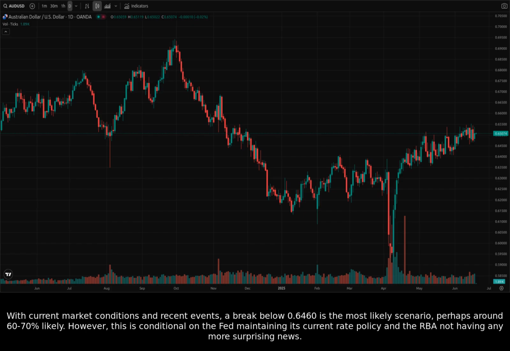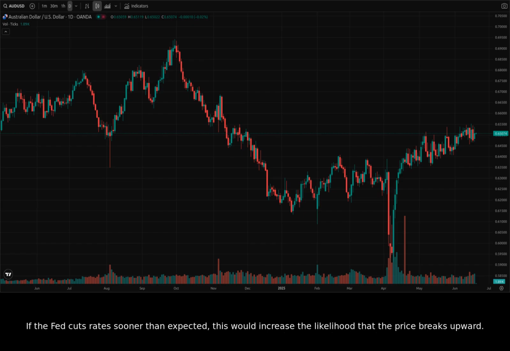However, this is conditional on the Fed maintaining its current rate policy and the RBA not having any more surprising news. If the Fed cuts rates sooner than expected, this would increase the likelihood that the price breaks upward.